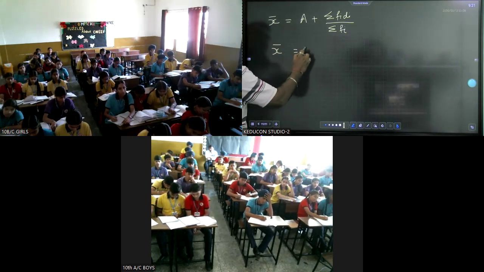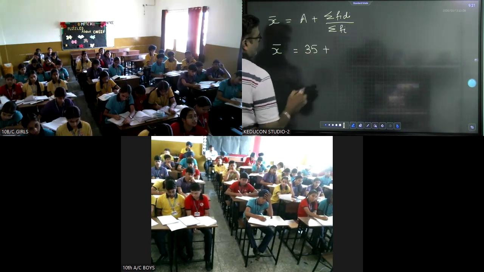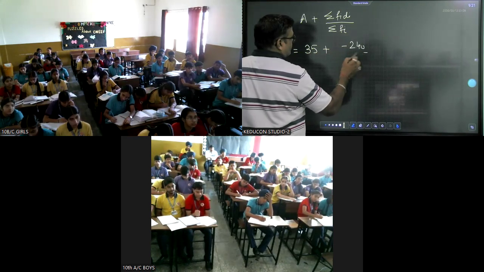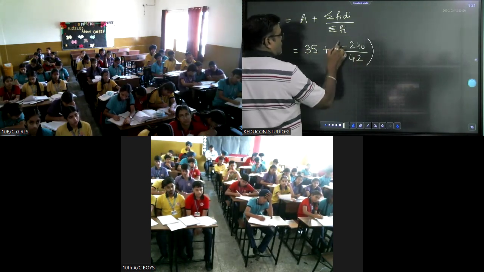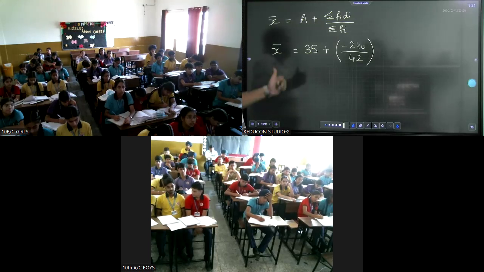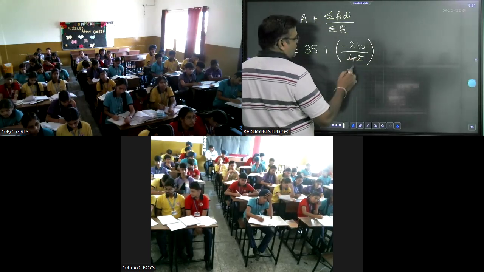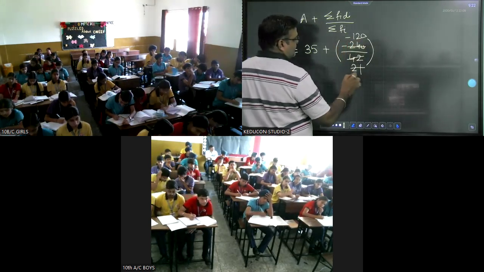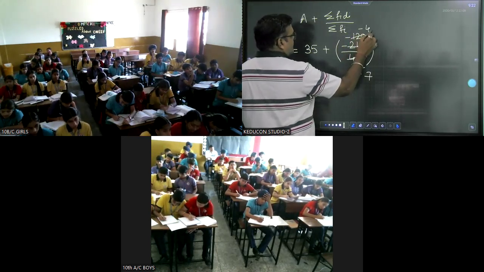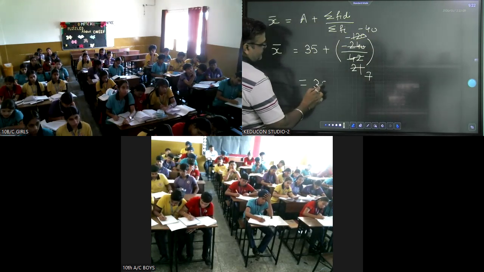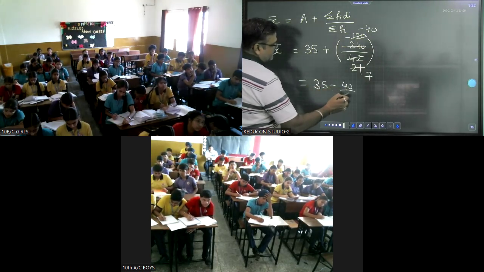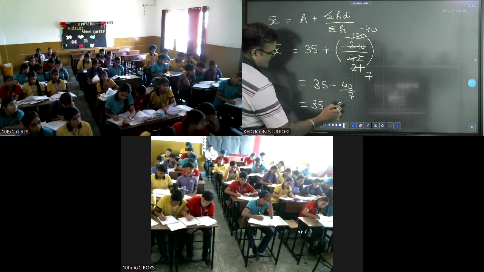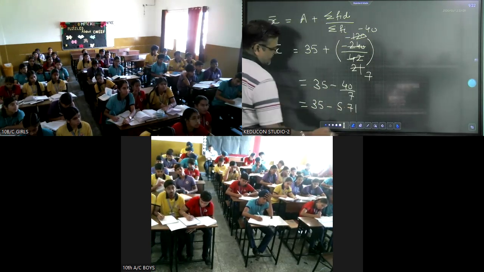What is A? What is summation fi di? Minus 240, upon 42. Now you will solve it and you will get the mean. Solve it, students. So 2, that will be minus 121. Then 3 sevens are 21. So this comes out to be 35 minus 40 by 7. So 35 minus 35, 7. Is this clear?